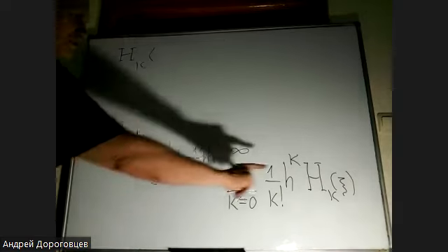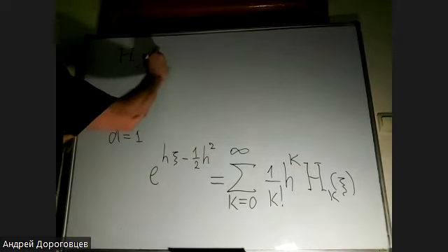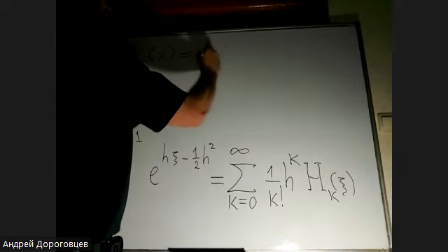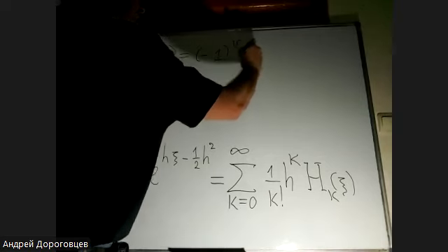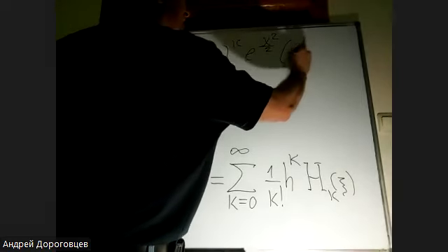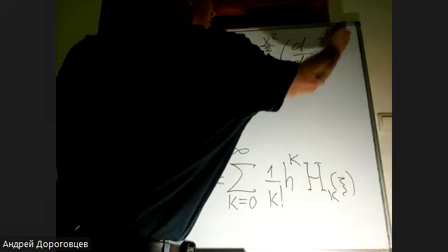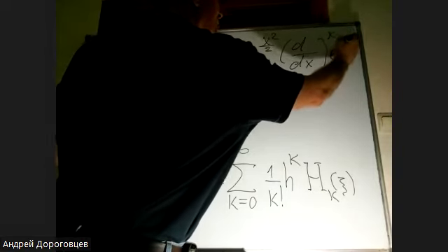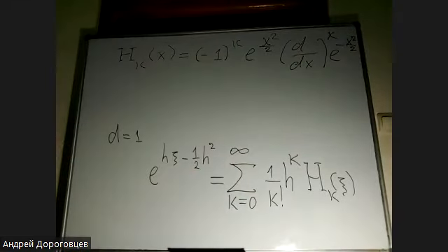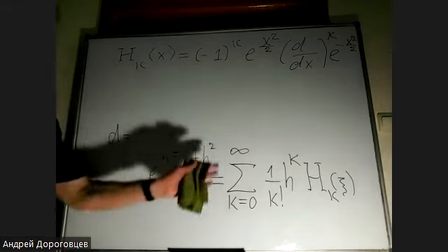Let me write now, not a random value, but the number x, which can be obtained by the following formula: minus 1 to the power k, e to the x squared over 2, and here is d/dx to the power k applied to e to the minus x squared over 2. Let us check that this relation holds.